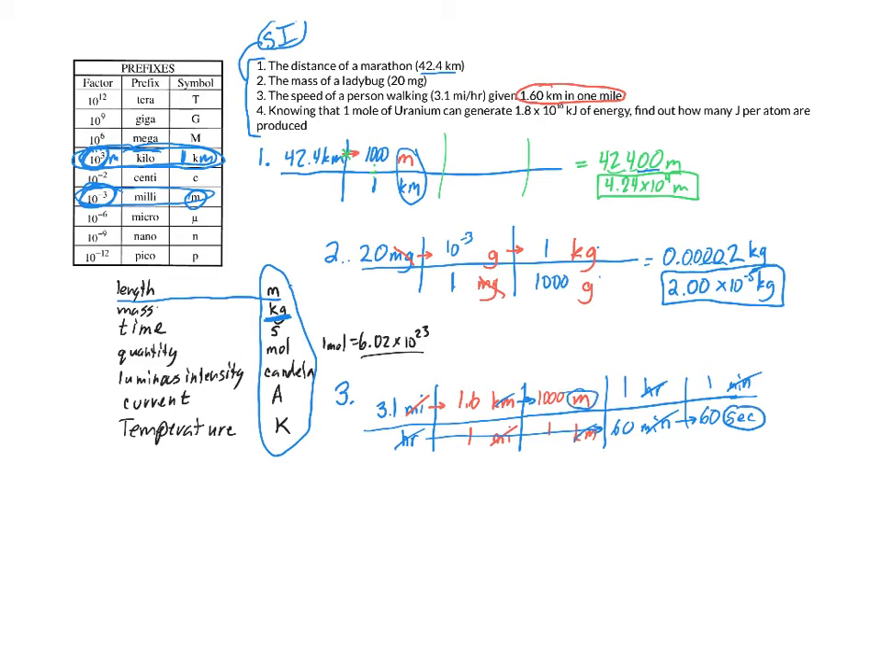So now I can just go across the top and I can go 3.1 times 1.6 times 1,000 times 1 times 1 divided by 60 divided by 60, right? Multiply everything on the top, divide by the stuff on the bottom, and I get an answer of 1.38, and I'm going to round it, and this is meters per second. No problem, right? It becomes much easier if you look at it step by step rather than trying to do everything at once, all right?